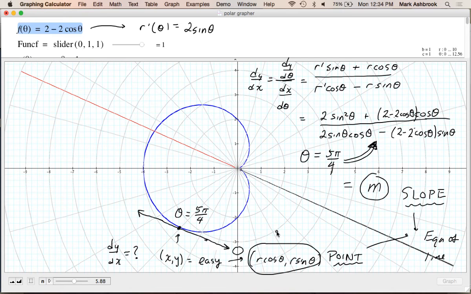So if we get an ugly number like square root of 2, well, they're going to be negative, first of all. X and y are both going to be negative. But yeah, they'll be in terms of square roots. Because for 5 pi over 4, it's negative square root of 2 over 2, negative square root of 2 over 2. But we have to multiply each of those by r, right? So it's going to be a little more complicated than that.